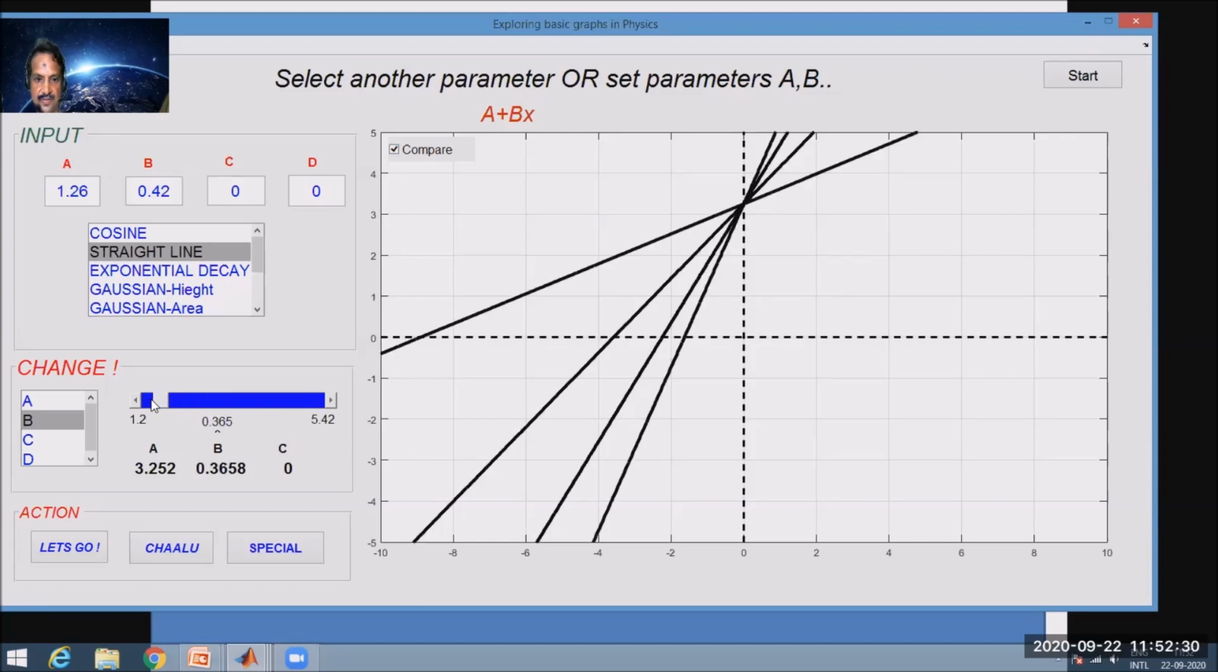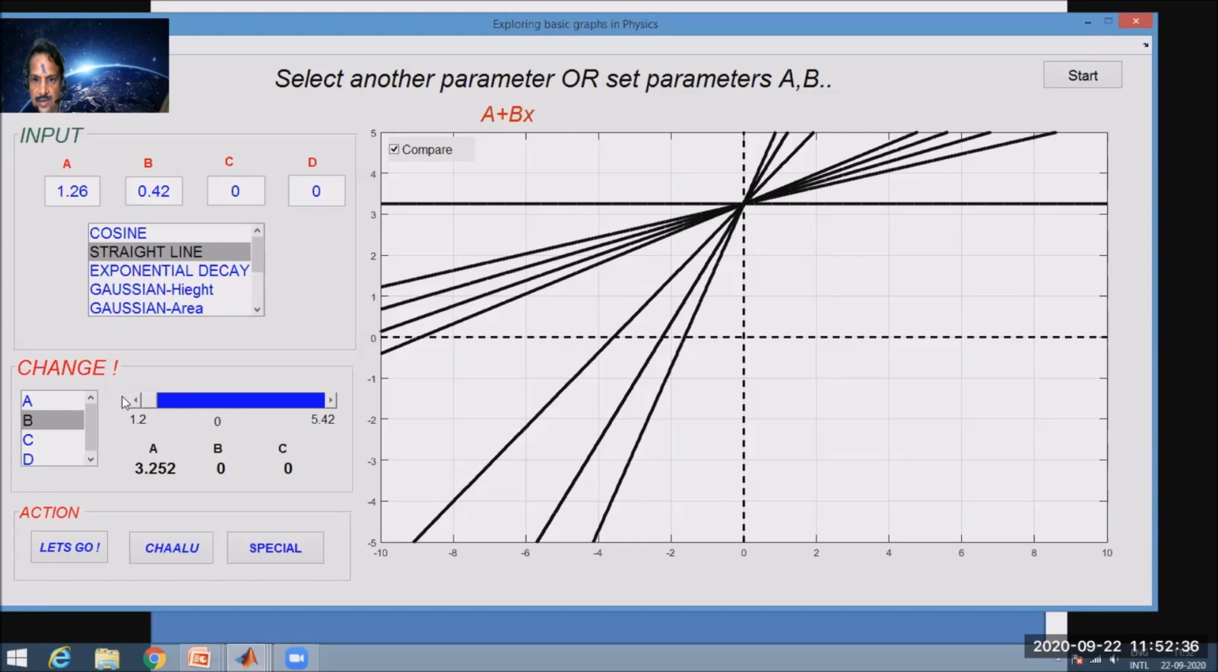For different values of b, and when b is 0, the slope is 0, so the line is parallel to the x-axis. As you can see, for different values of b, the a remains fixed, that is, the intercept is the same, but the angle has changed. So that angle is referred to as slope. Let us see what that means.